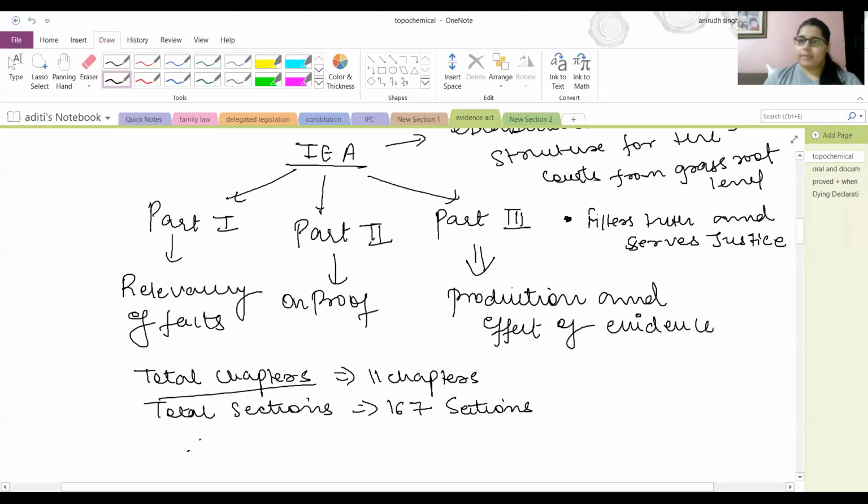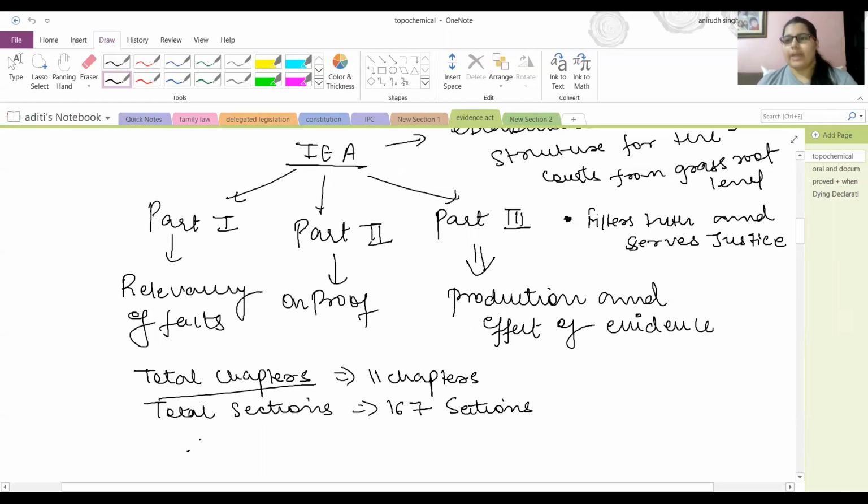After that, the second part is on proof, and the third part is production and effect of evidence. Now, if we talk about the Indian Evidence Act, it finally got enforced on 1st September 1872. And on 15th March 1872, it got the Governor General's assent. So this is how it basically came into existence.